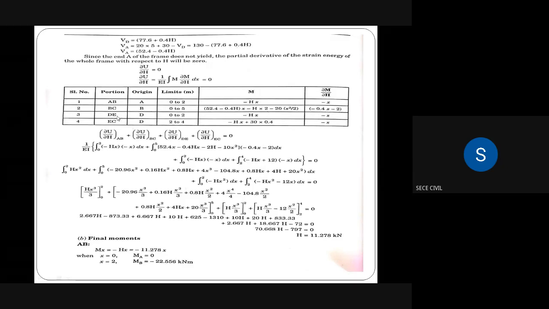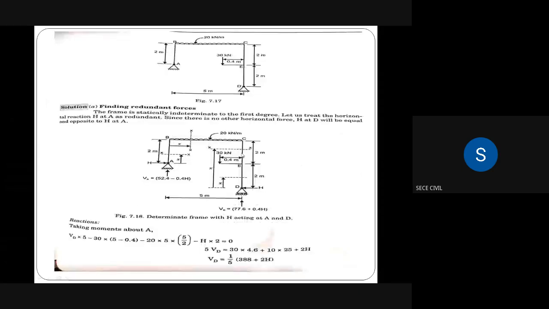Next portion DE. The origin is D, and the section X starts from point D only. So the limit is 0 to 2. For calculating the moment for this section, they are considering the forces on the right side of the section. Right side means only these two forces will come.